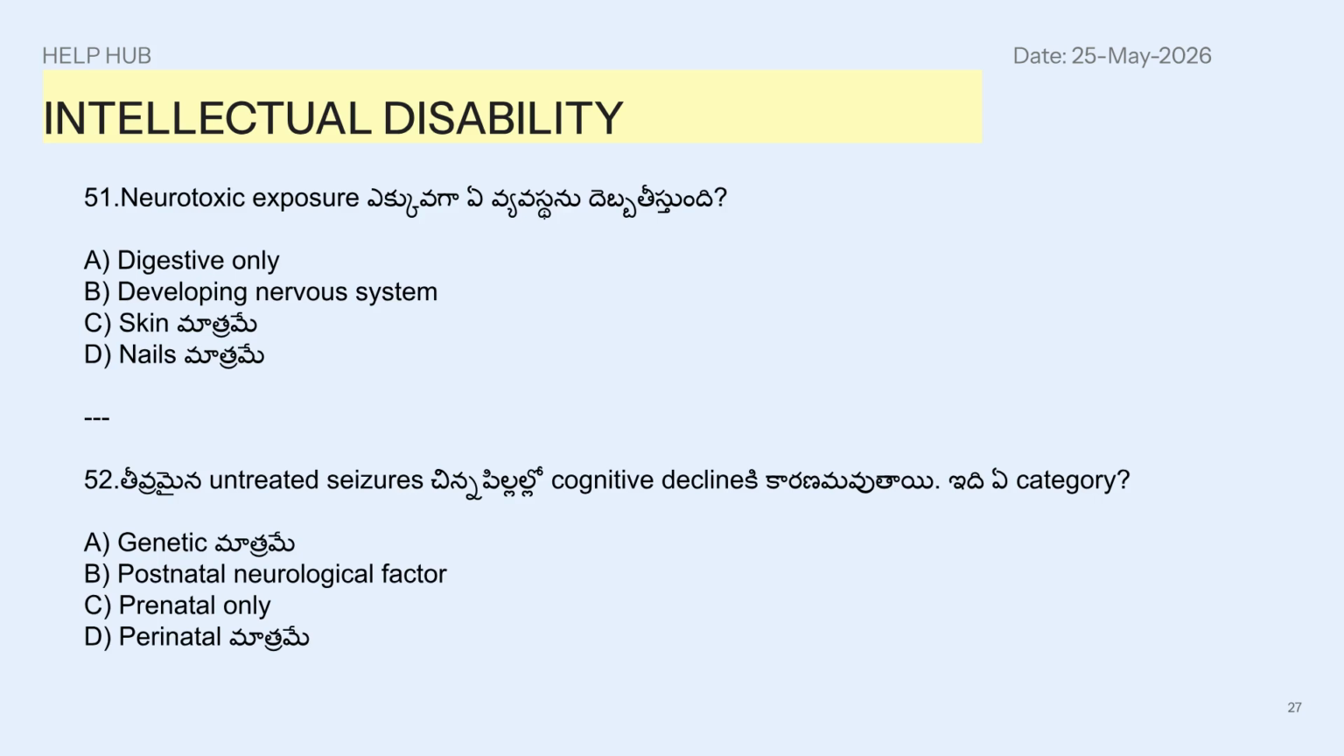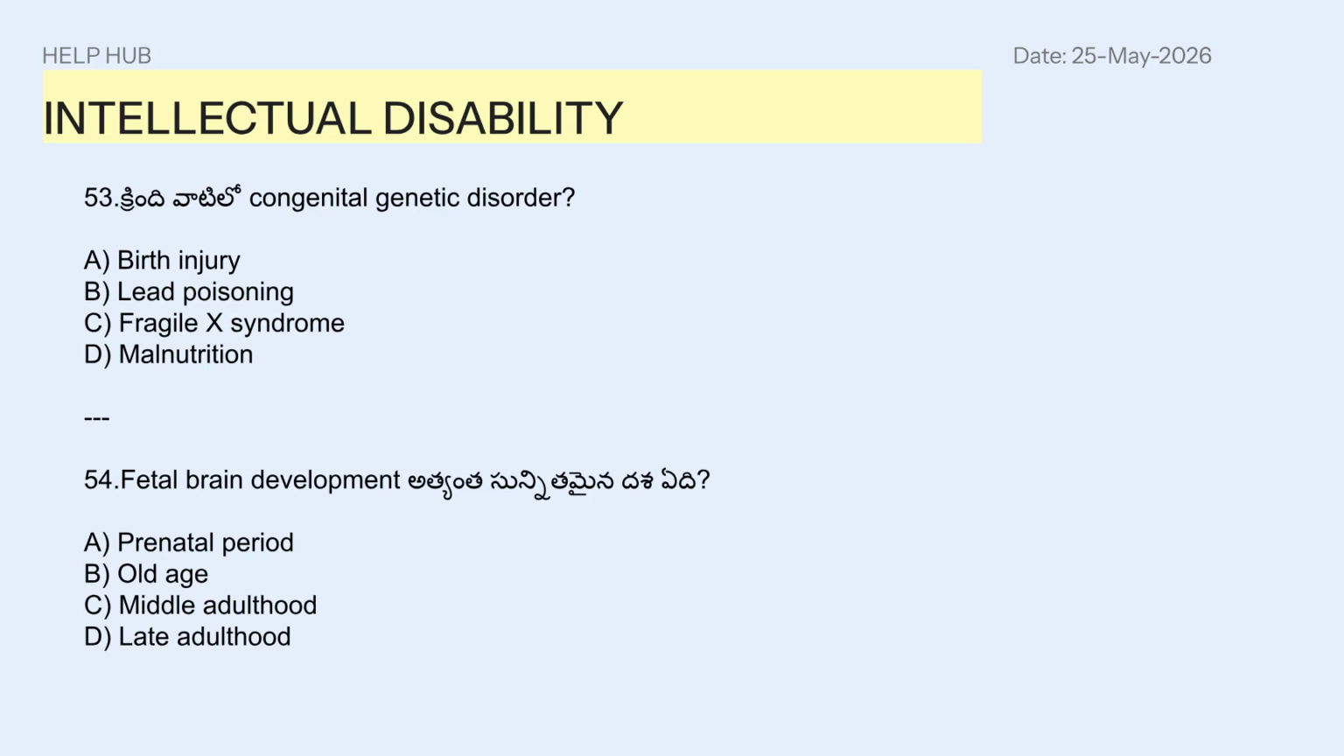Question 52. Severe untreated seizures causing cognitive decline in children belong to which category? The answer is B, postnatal neurological factor. Question 53. Which of the following is a congenital genetic disorder? The answer is C, Fragile X syndrome. Question 54. Which is the most sensitive phase for fetal brain development? The answer is A, prenatal period.